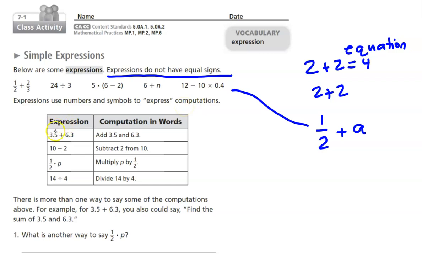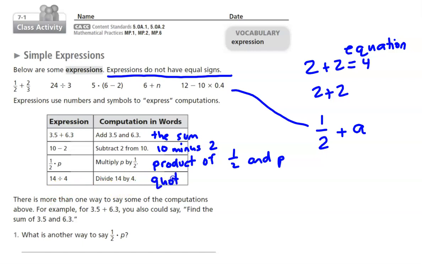So for example, in this expression, 3.5 plus 6.3, the way you would say that in words is you could say you're adding 3.5 and 6.3. Another thing you could say is like the sum of 3.5 and 6.3. Okay, so then if you saw something like 10 minus 2, the way we would say that in words is subtract 2 from 10, or you could even just say 10 minus 2. That totally works. Half times p, multiply p by 1/2, or you could even say the product of half and p, something like that would work. And then 14 divided by 4, divide 14 by 4, or you could even say the quotient of 14 and 4, something along those lines, okay?